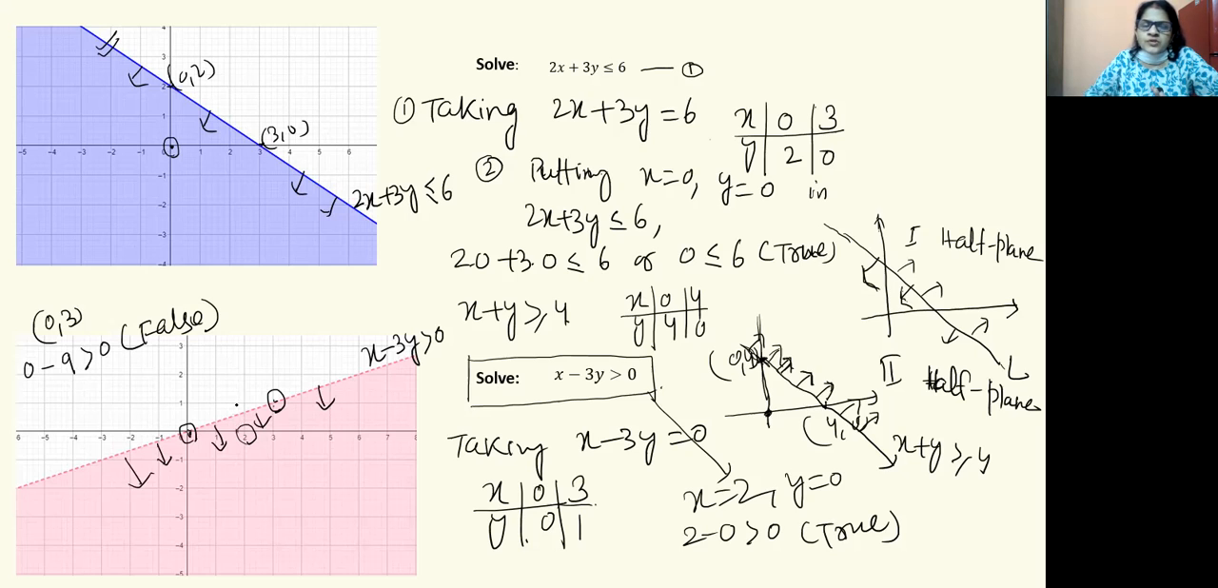Another observation: if it is greater than or equal, or less than or equal, we draw a proper, solid line. But whenever it is only greater or only less, with no equal sign, we can draw the line in dotted form. Now we have learned how to get the solution region of any linear inequation.